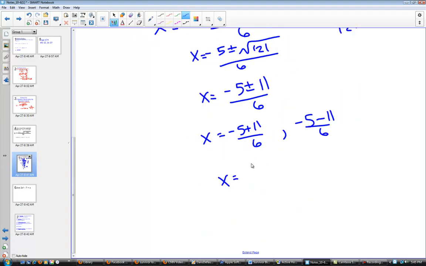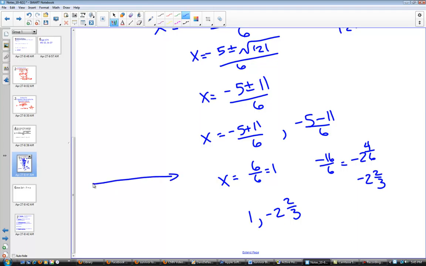So this one is going to be 6 over 6, which is 1. And this one's going to be negative 16 over 6, which is negative 2 and 4/6, which is negative 2 2/3. Did I do that right? 12, 4 more. Yep. So my x values are 1 and negative 2 2/3.